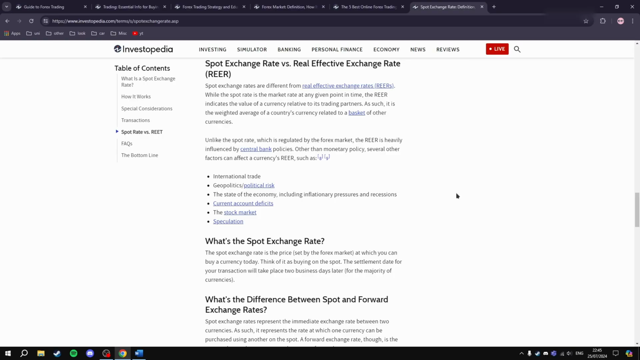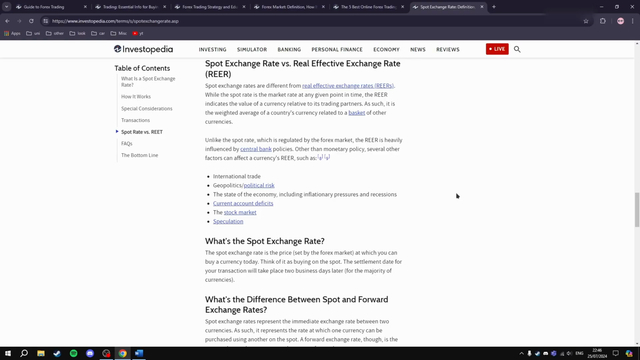Unlike the spot rate, which is regulated by the Forex market, the real effective exchange rate is heavily influenced by central bank policies. Other than monetary policy, several other factors can influence a currency's real effective exchange rate, such as international trade, geopolitics, political risk, the state of the economy including inflationary pressures and recessions, current account deficits, stock market and speculation.